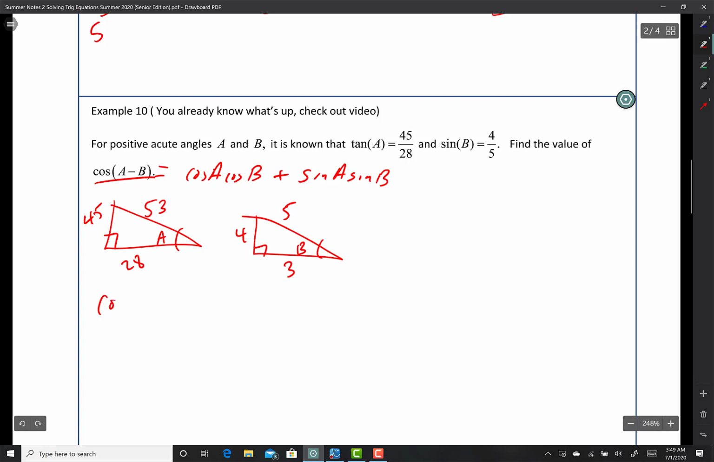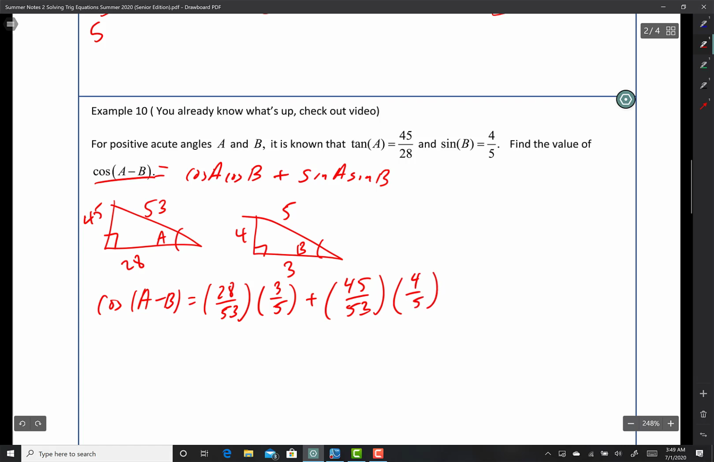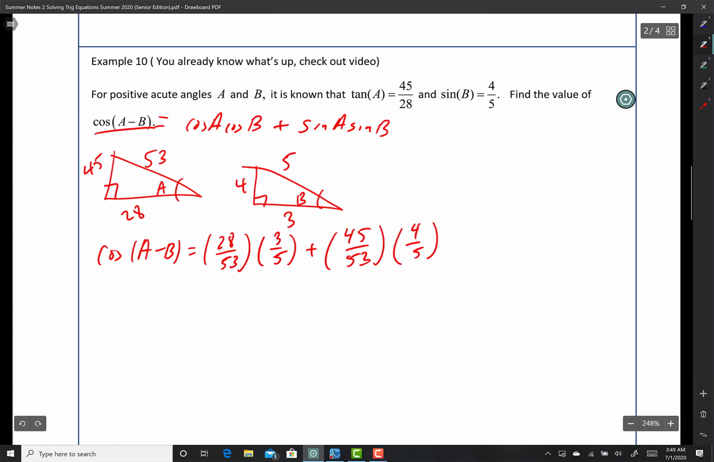So cosine of A minus B is equal to cosine A. So cosine A is 28 over 53. And then it says cosine B. So cosine B is 3/5. And then plus sine A is 45 over 53. And then sine B is 4/5. And then let's see if we can multiply this here.